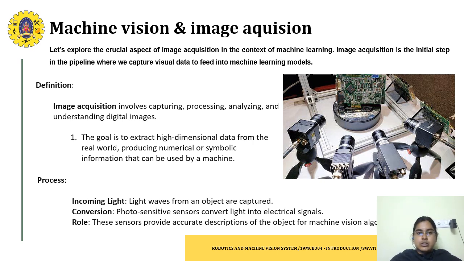The first goal is to extract high dimensional data from the real world, producing numerical or symbolic information that can be used by the machine. So what is the process? The first step is incoming light. Light waves from the object are captured, and the photosensitive sensor converts these lights into electrical signals. These sensors provide an accurate description of the object for the machine learning algorithms.